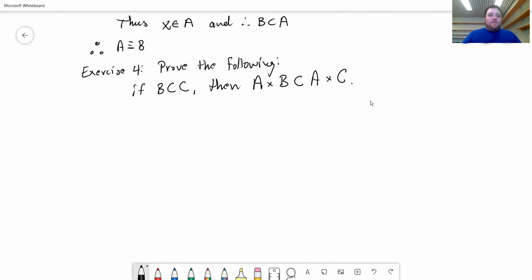So let's just write that out formally. Recall that A cross B is equal to the set of (a, b) pairs such that a is an element of A and b is an element of B.